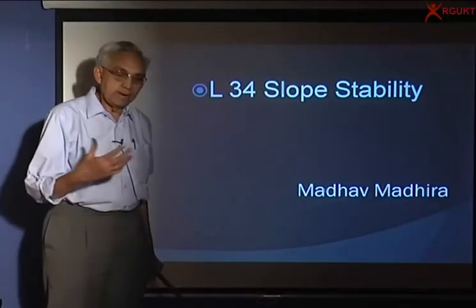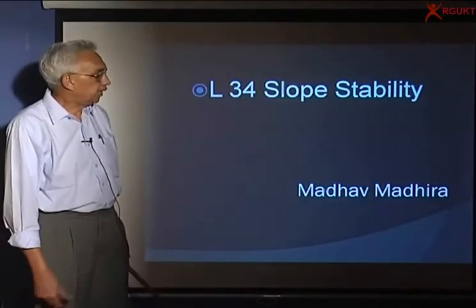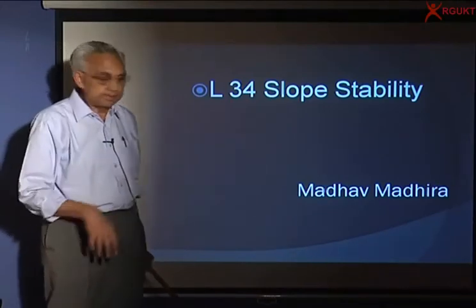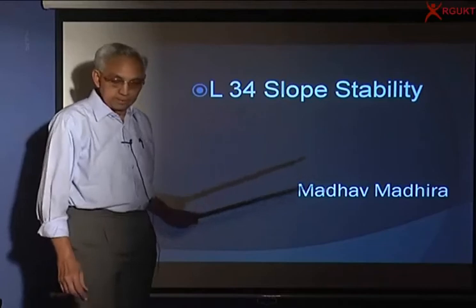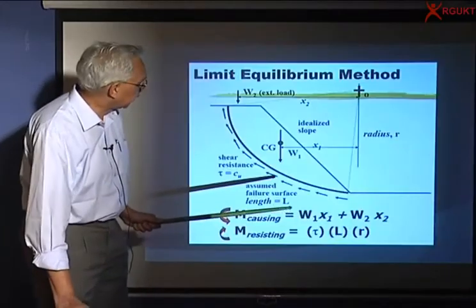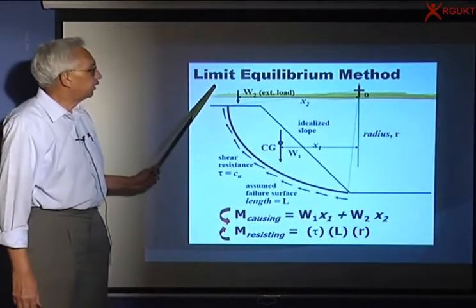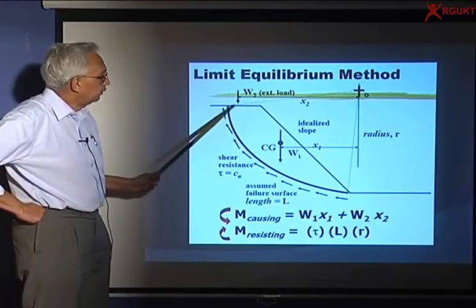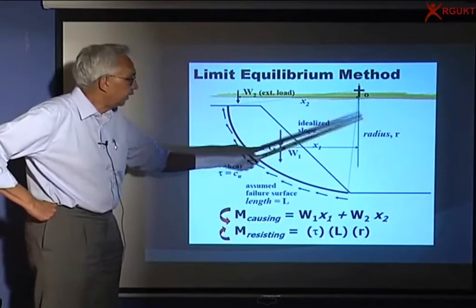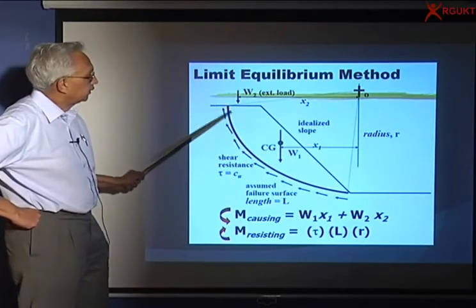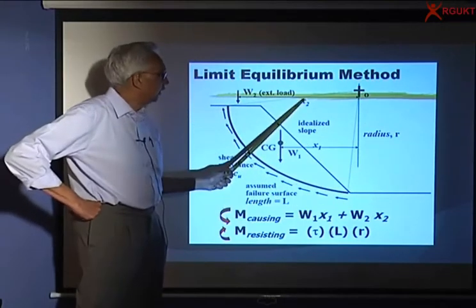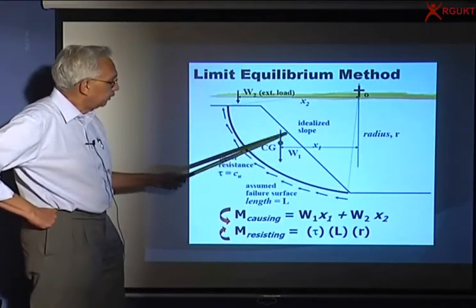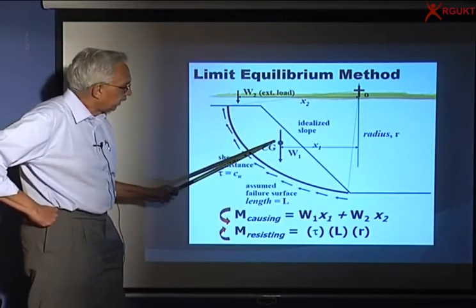Let's see how we can use the charts and some of the other issues that we are looking at, which is a slightly simpler version than doing all the method of slices. Once again, this approach is called the limit equilibrium approach. I have the slope here of height h, and you are assuming a trial arc with a radius r2, and the weight here is W1, the weight of the soil, with the center of gravity here.